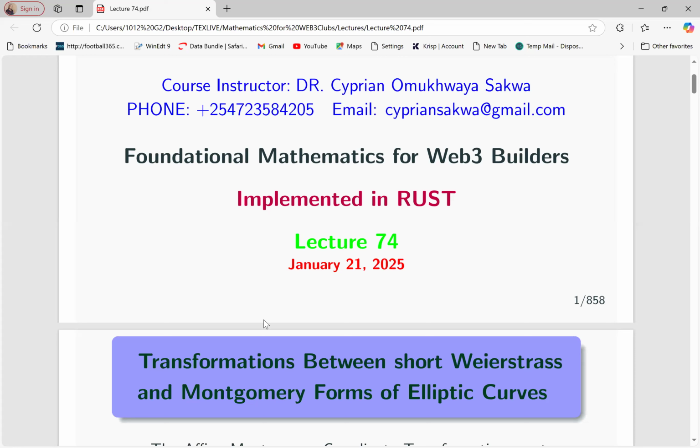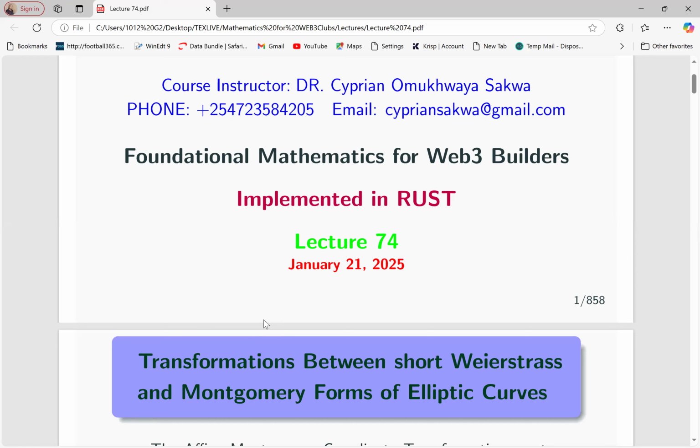We also discovered that it's possible to convert every Montgomery equation to short Weierstrass, but the other way around is not possible. Not all the short Weierstrass forms can be converted to Montgomery. Only a few can be converted, and those that can be converted had to satisfy three conditions. We went through those three conditions.